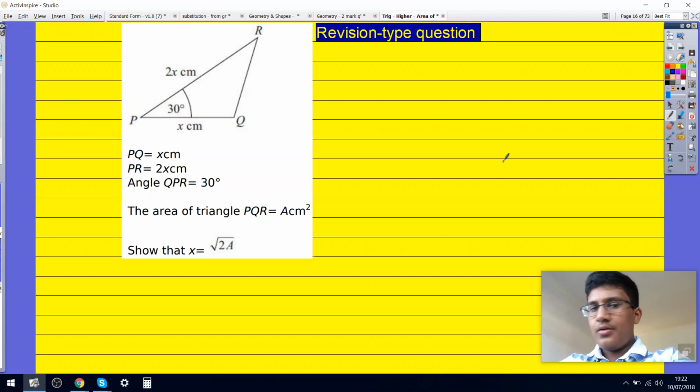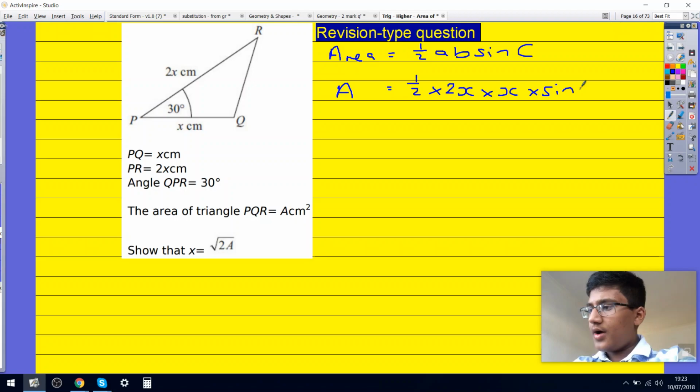x, and then that's 2x. The area is a cm squared, so they want to find that x is 2a. So half AB sine C equals the area, which is a squared. And then we just sub in the stuff for the AB sine C. So that would be a half of 2x times x times sine 30 gives us a squared.